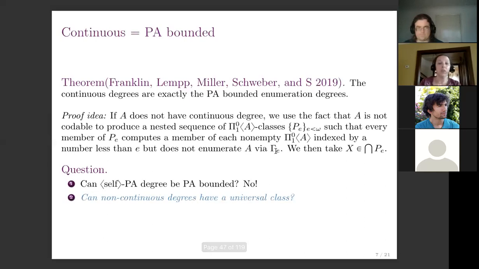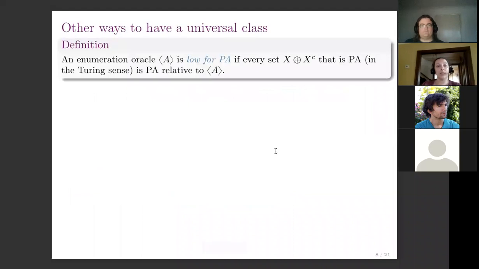Okay, so this answers the first question. Self-PA degrees can't be PA bounded because they're disjoint from the continuous degrees, but it brings the focus to the second question. So we're wondering now, can non-continuous degrees have universal classes? Are there other ways to have a universal class? And here it turns out that the answer is yes.